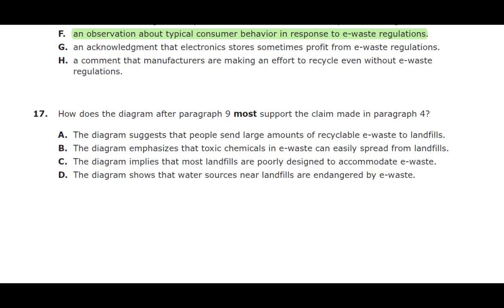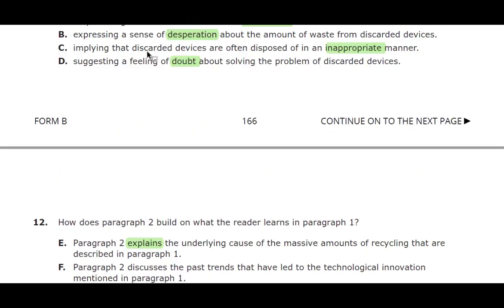17. How does the diagram after paragraph 9 most support the claim made in paragraph 4? So, "most support." That tells me some answers might partially be supported in the diagram, but not the best core idea. So, let's go look at the diagram.